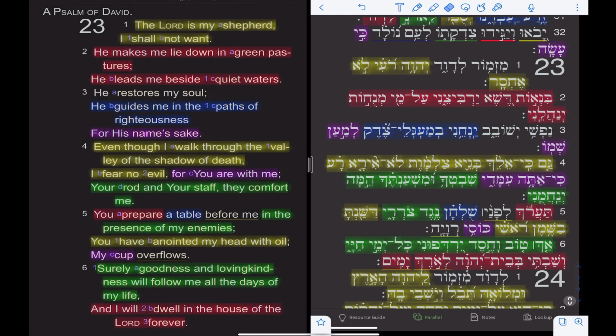So again, to recap, for today, starting at verse 4 in the middle, Shivtecha umishanatecha hema yenachamuni ta aroch lefenai shulchan neged zorai dishanta beshamen roshi.